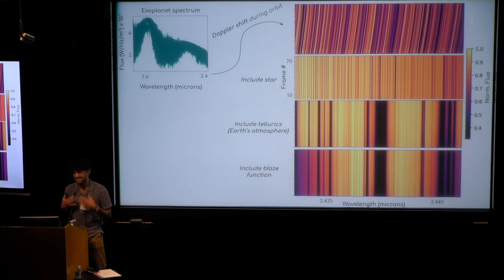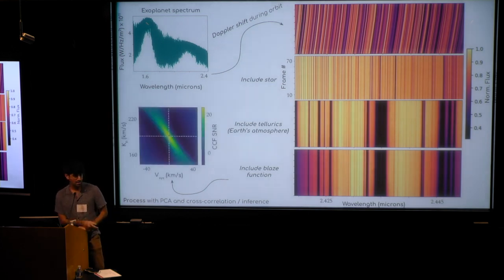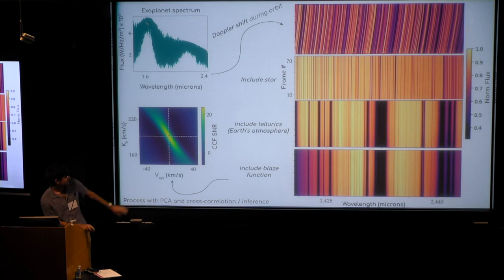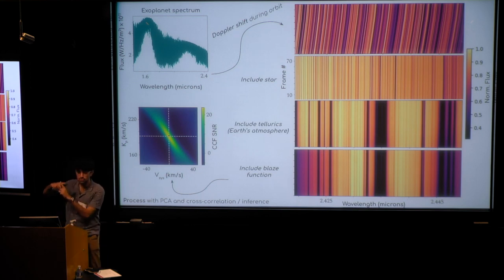Finally, we incorporate the instrumental response, so the Blaze function, wavelength-dependent throughput, and any spectrograph instability. We can include that at that point. Finally, we do all the principal components analysis, cross-correlation magic, and voila, we get kind of a blobby-looking thing. The takeaway from this blobby-looking thing: 2 different velocity parameters, and we should see the biggest blob right at the intersection of those 2 dotted lines. That's the expected velocity of the planet itself.